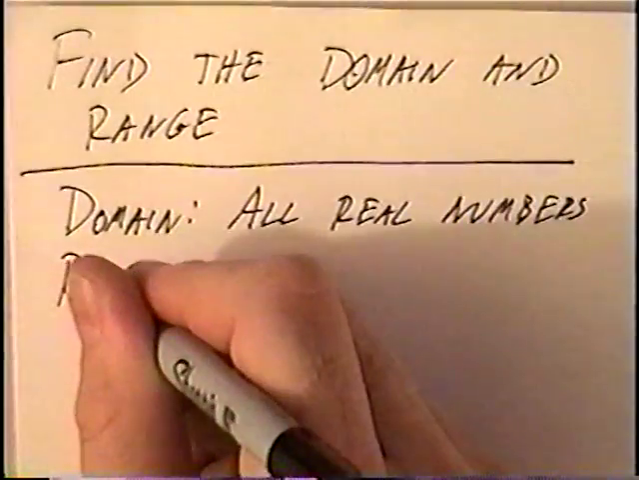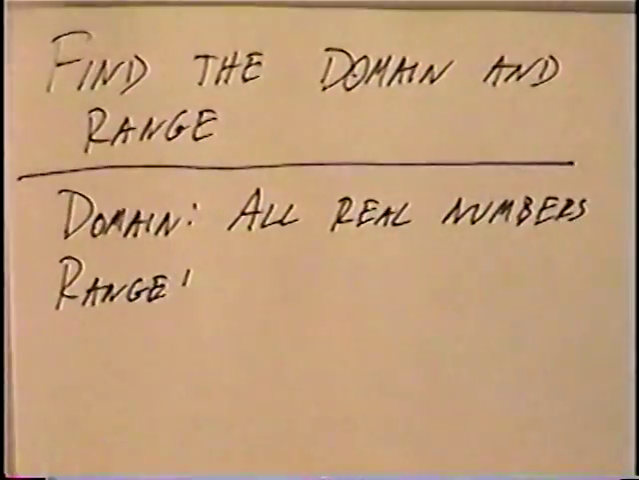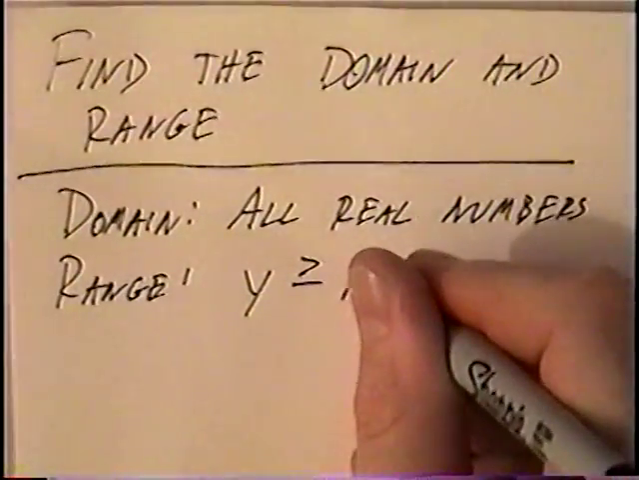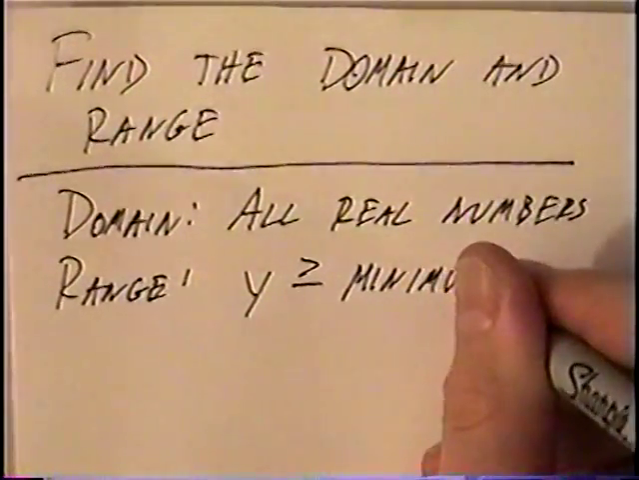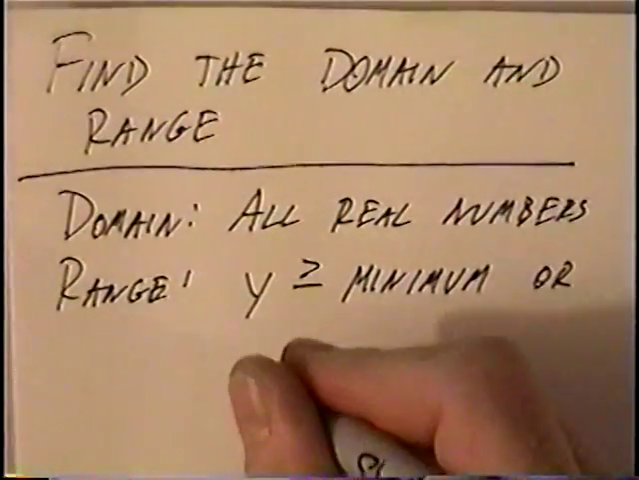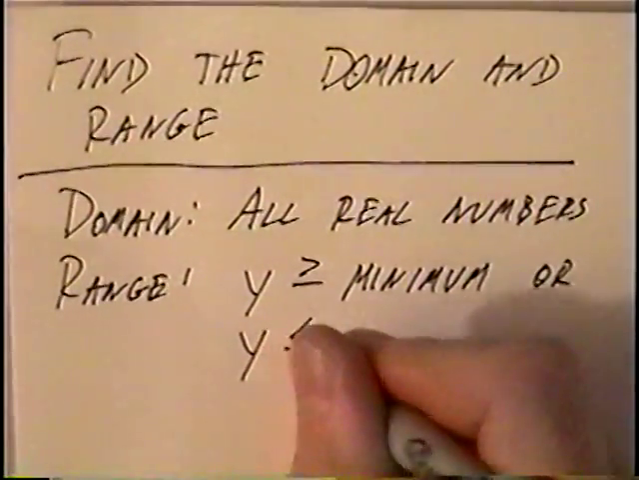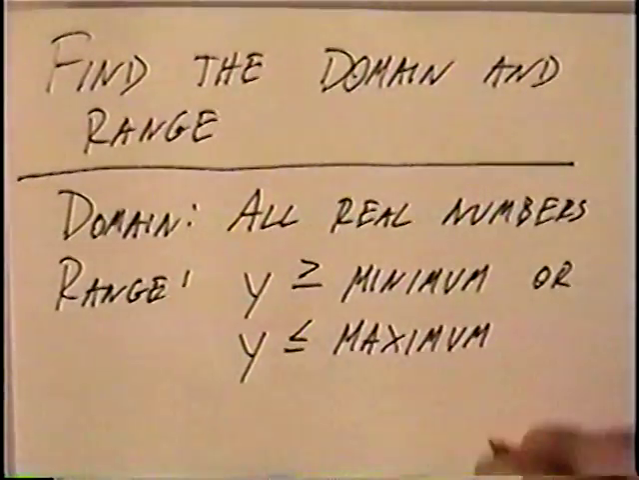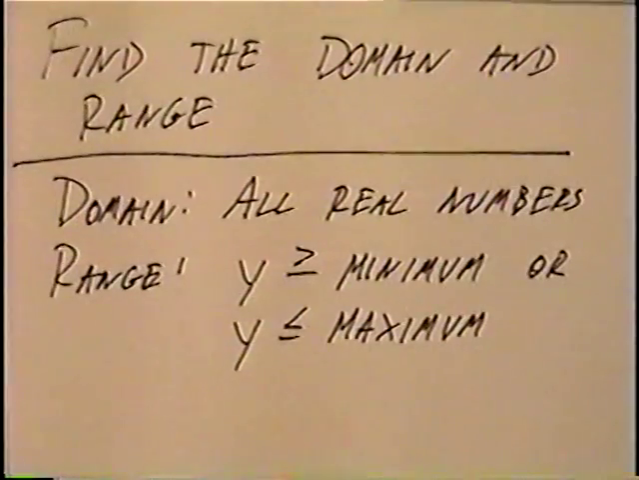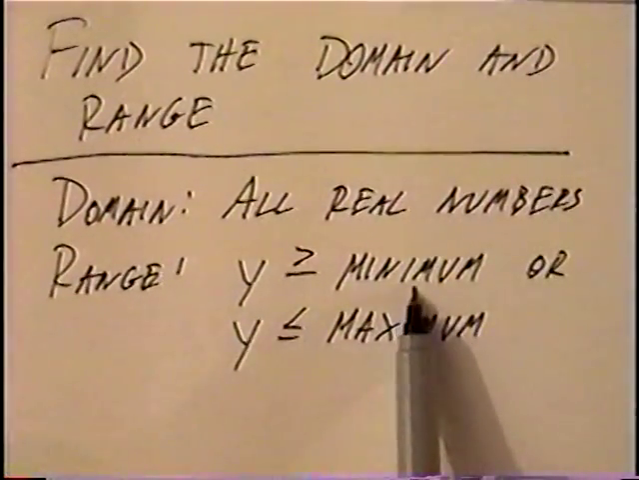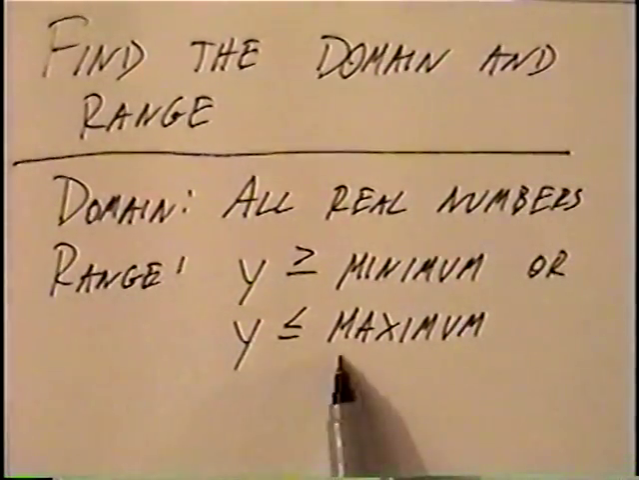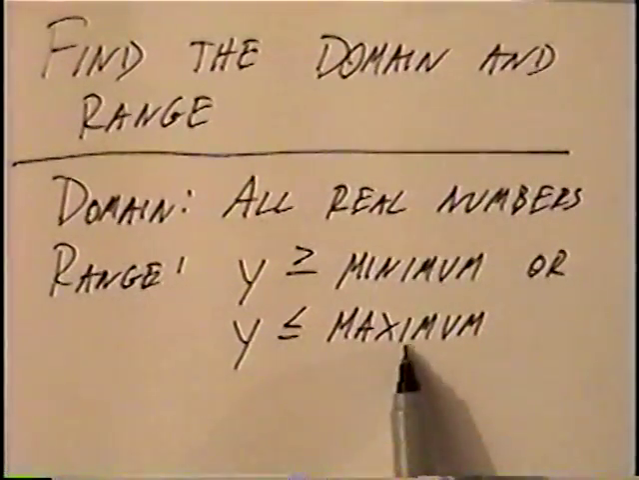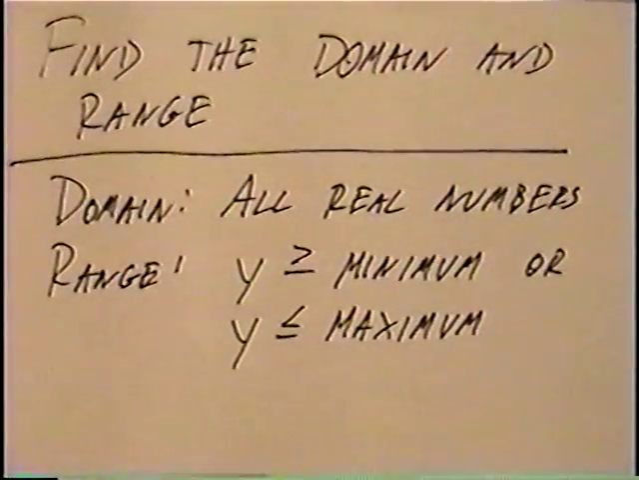The range will either be y is greater than or equal to the minimum value, or y is less than or equal to the maximum value. For a quadratic equation or a parabola, you'll either have a smallest point or biggest point for the y value. The range will have to be greater than or equal to the minimum value, or less than or equal to if it's a maximum value.